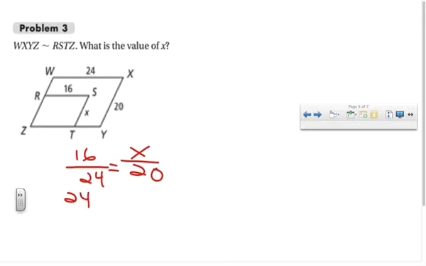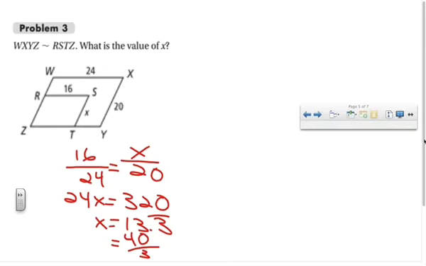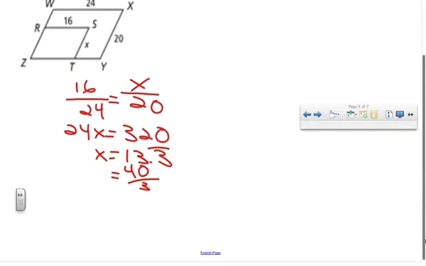And I have 13.3 repeating. You got the same thing as me? You could also have 40 over 3. There wouldn't be a darn thing wrong with having that fraction answer. That's fine also. Questions there?